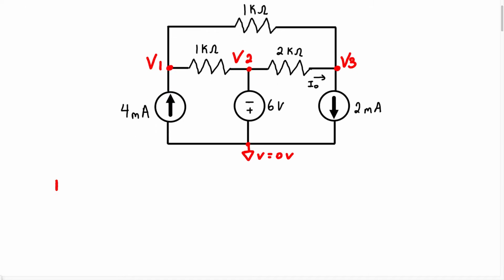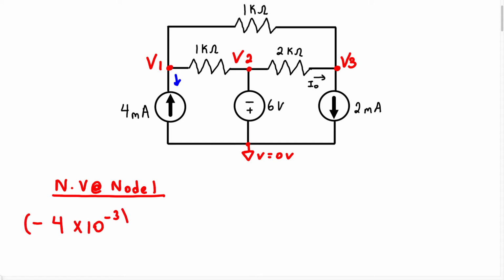So I'm going to say node voltage at node 1. Now we're going to assume the current is leaving the node, right? So in this branch here, we're going to assume the current is going this way. Because we have a current source that's actually entering the node, instead of it being a positive current, it's going to be a negative current. So we're going to have negative 4 times 10 to the negative 3, plus, we're going to assume the current is going in this direction here.